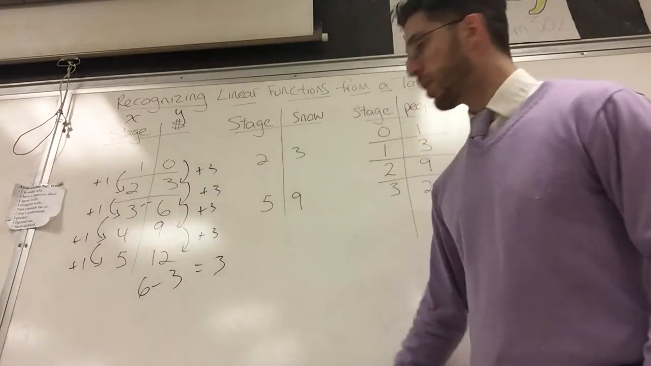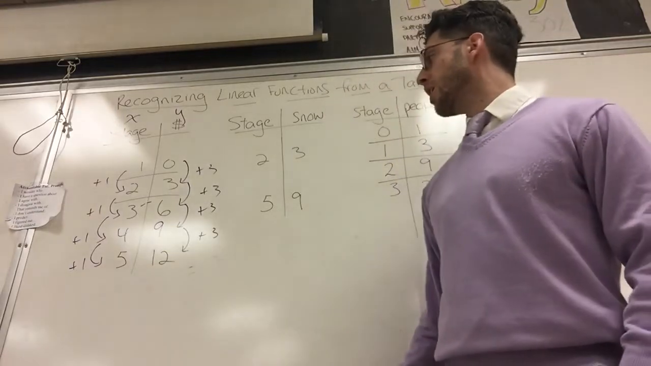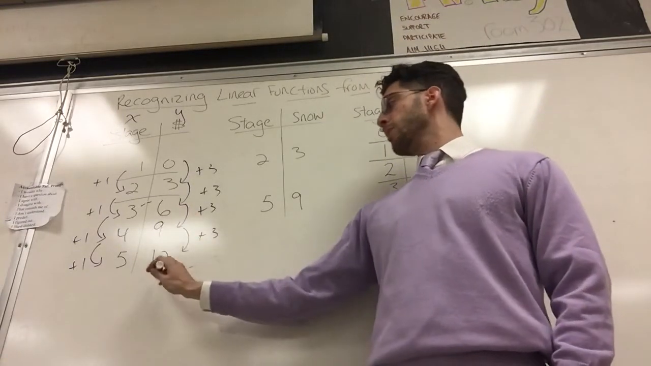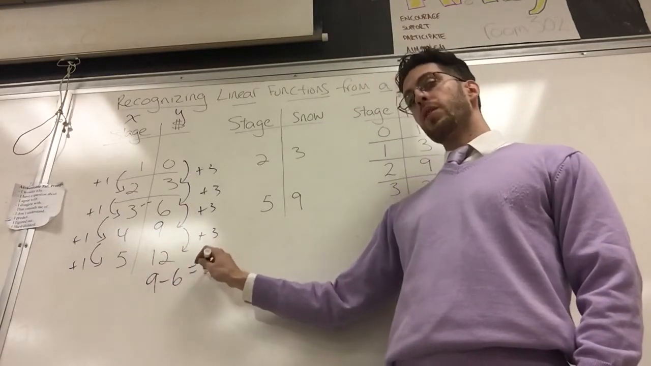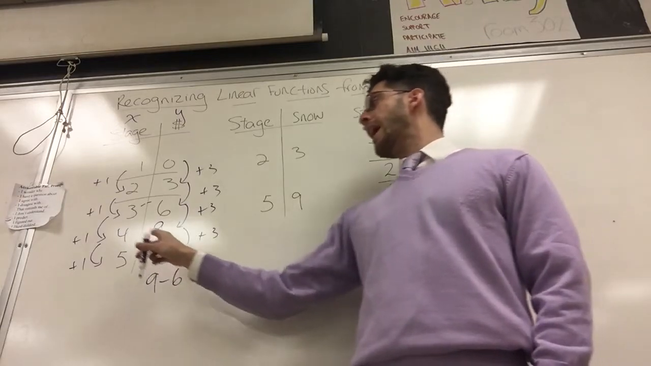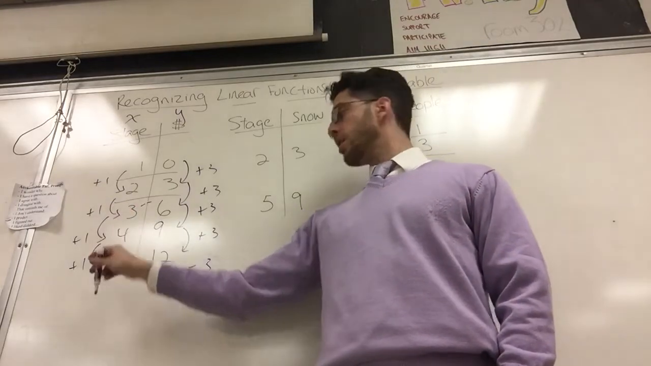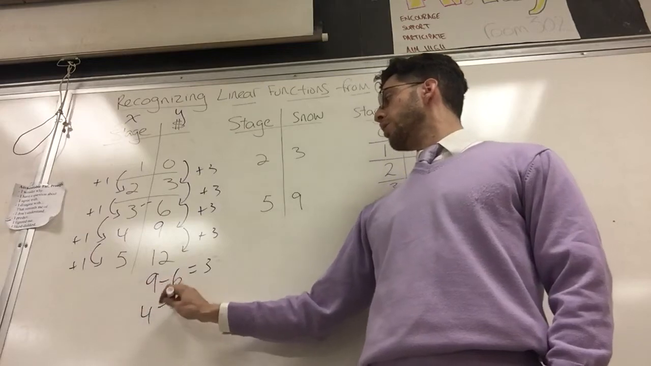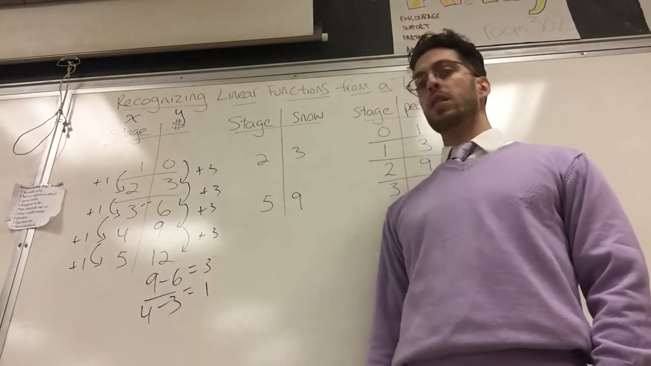Don't believe me? I'll pick a different pair of numbers. How did I get from here to here? That would be 9 minus 6, still 3. Good, it worked. How did I get from here to here? That would be 4 minus 3, which is 1.